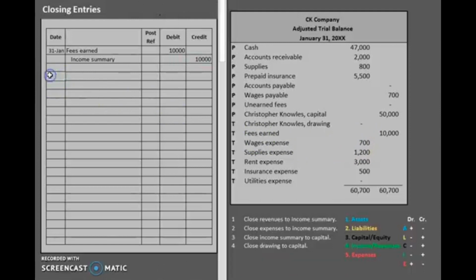So let's go ahead, put in our date. And then I'm going to skip a line and I'm going to start crediting all of those expenses. So we have wages expense, supplies expense, rent expense, and insurance expense. Remember, since this one has a balance of 0, we don't have to worry about it. It already has a balance of 0, so we do not have to close it.